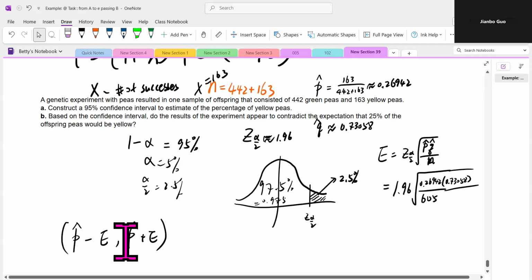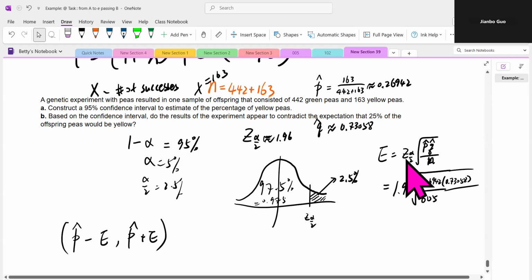To apply the formula to find the confidence interval, we need to look at the margin of error. We use capital E to represent margin of error. The formula to compute margin of error E is this formula. E equals Z sub alpha over 2 multiplied by the square root of P hat times Q hat all over N. We have already found the P hat. We also have a Q hat, which is 1 minus P hat. N is also found, it is 605. So this part is taken care of.